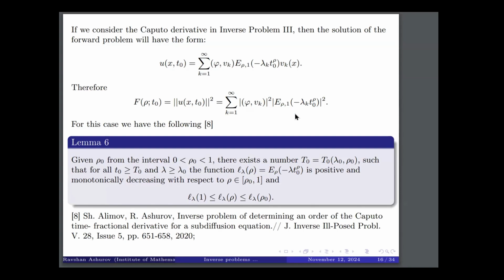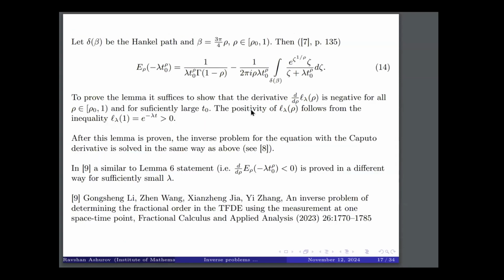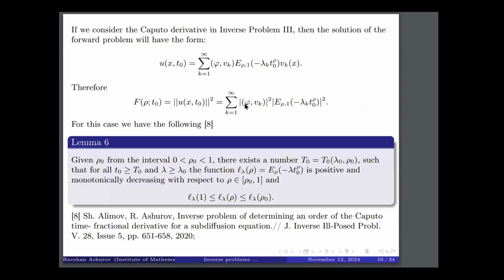Yes. Okay. Now, in this case, you must show that this function is positive and monotonically decreasing. Here we use this formula, which is also proved in the above monograph of Jarvishan, and then this function has the following form, and then we take the derivative and show that this derivative is negative. In the case of the Caputo derivative, this result was published here, Alimov, Ashurov, 2020.